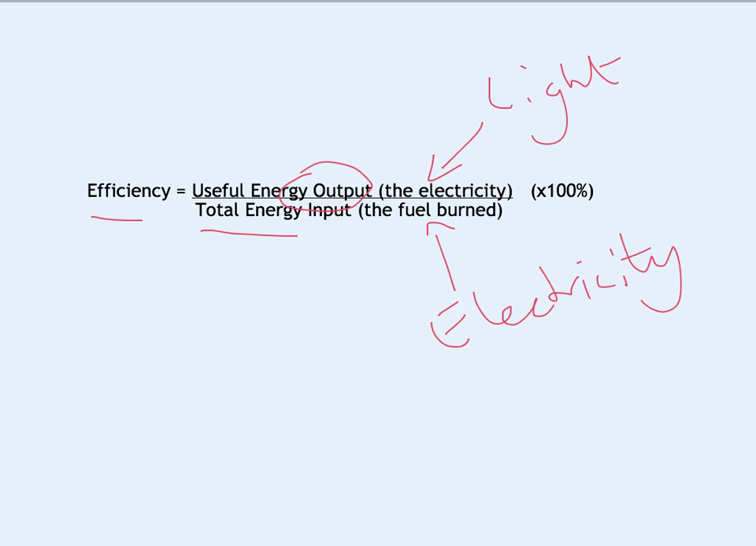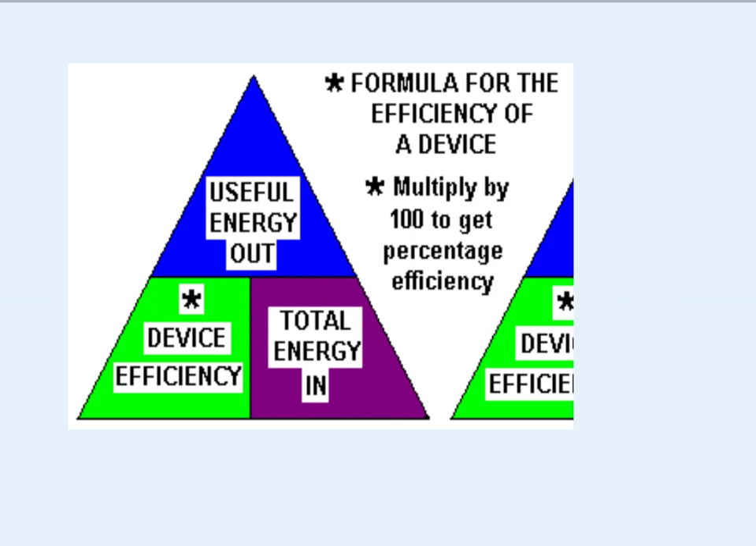As with most things in physics with these calculations, you can put it into a triangle, and let's have a look at that now. Right, here's the triangle. You have useful energy out at the top, you've got the device efficiency here, and the total energy in. The one thing you've got to watch out for on this is whether they've given you the information in joules or as a percentage for the device efficiency.